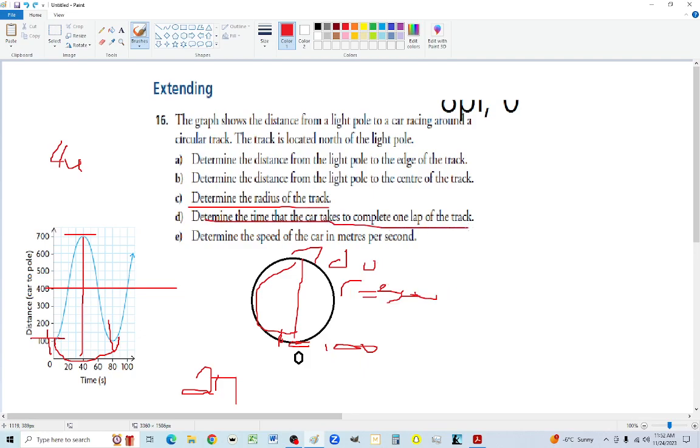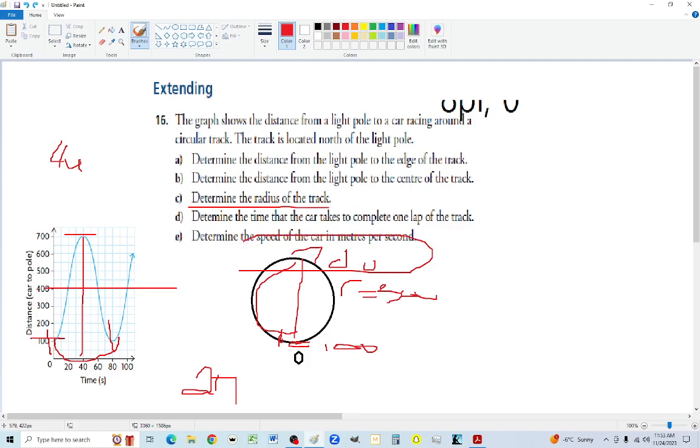Determine the time that the car needs to complete one lap of the track. That's going to be from the bottom of any curve, sine curve or cosine curve, to the bottom. But you can also do the bottom to the top and multiply it by 2. We can see there's 40. If they had only given you this portion of the graph, you could say, oh, there's 40 seconds between half the curve, so 80 seconds to complete the whole curve.